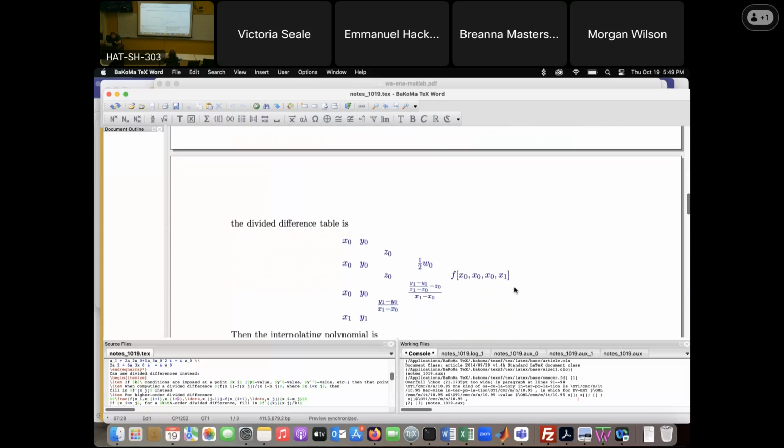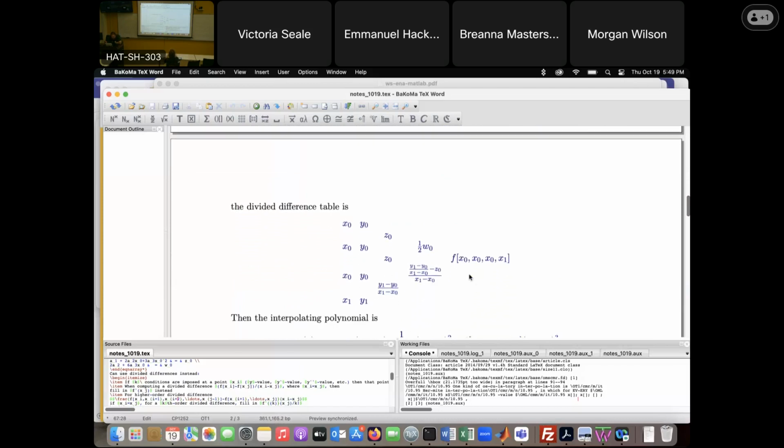So this is the divided difference table for that example. We have 3 conditions imposed at x naught and only 1 condition imposed at x1. So you list x naught 3 times, and then x1 just once. Then you list the corresponding y values in the second column, just like before.